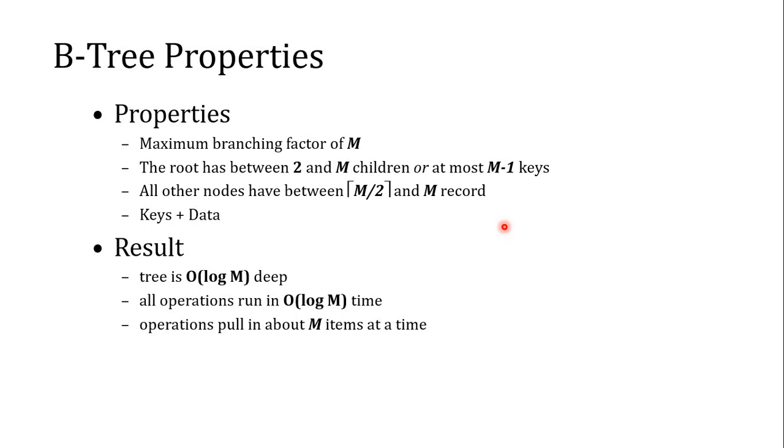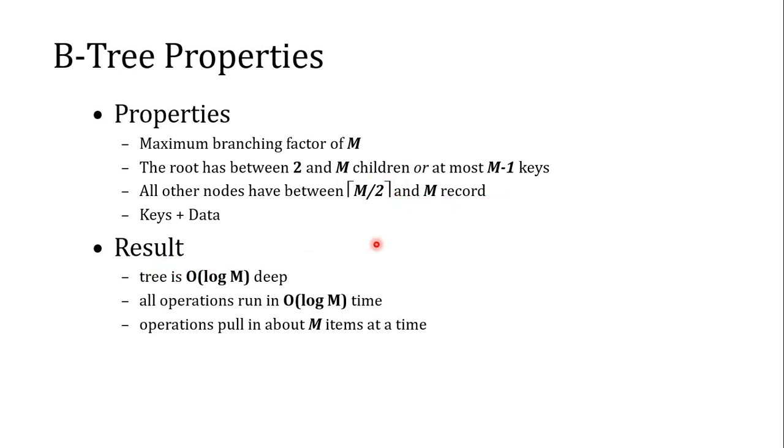Whenever there is no value, no root is needed, but whenever you have at least 2 nodes, there should be a root node. All other nodes have between ceiling of m/2 and m records. So you see here the other nodes having the key value of m/2, this is the ceiling value, and m records.